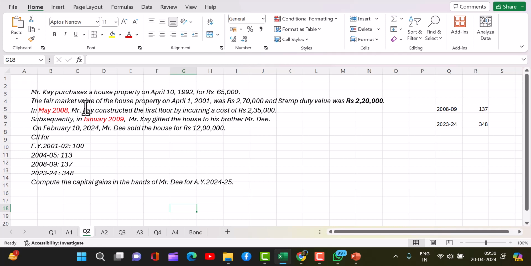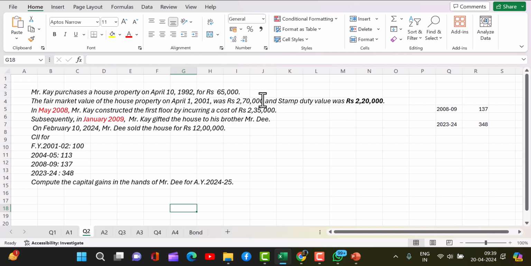Okay. Now Mr. K has purchased the house property on April 10th, 1992. So it was way before April 1, 2001, when the CII index started in India. Any property which is purchased before 1st April 2001, then we have to look at the fair market value of the house. So this price is 65,000, whereas the fair market value was 2,70,000, and the stamp duty value was 2,20,000. Okay, so we have to look at this.